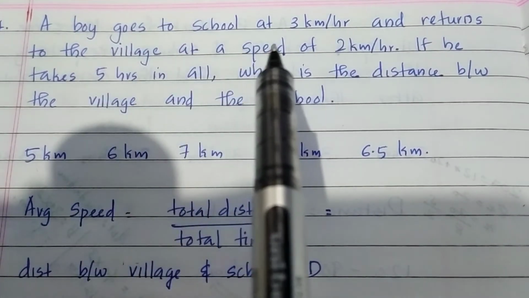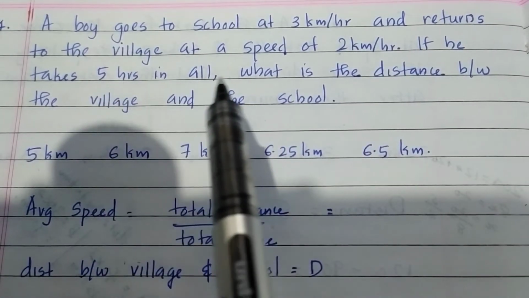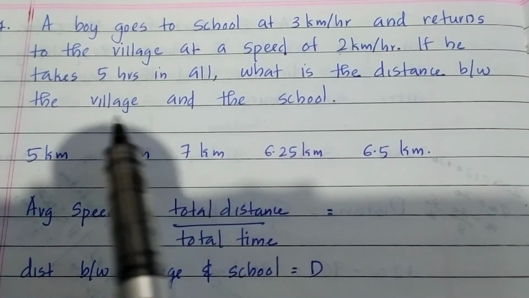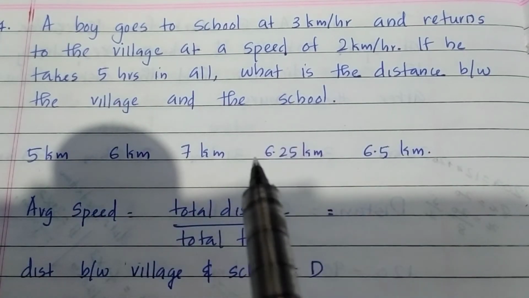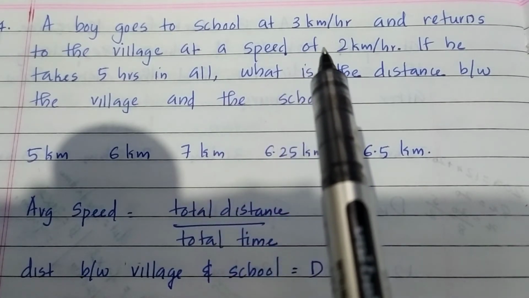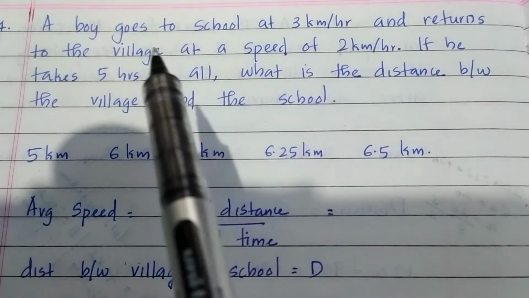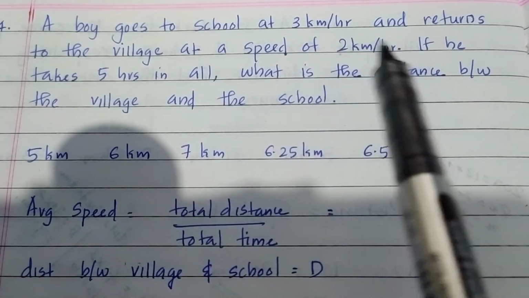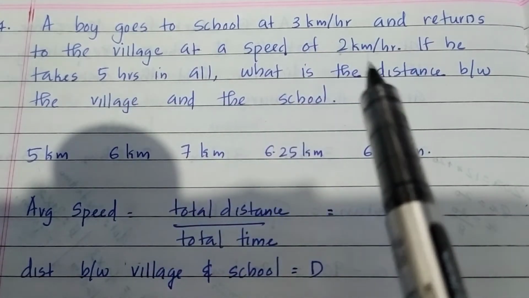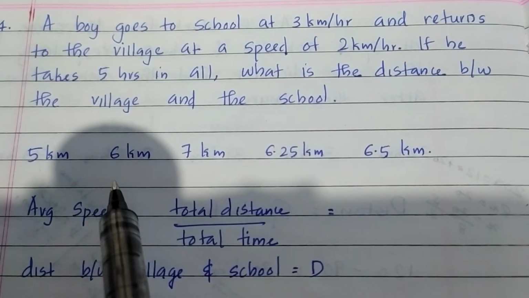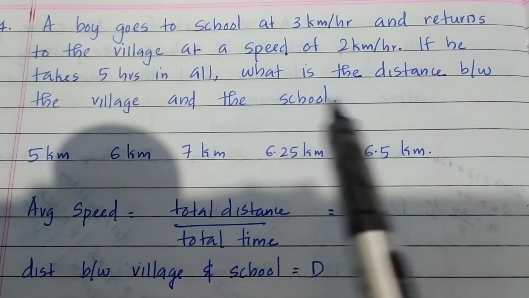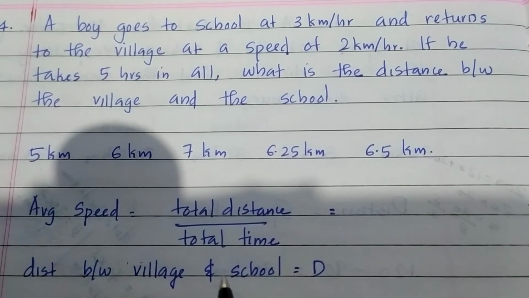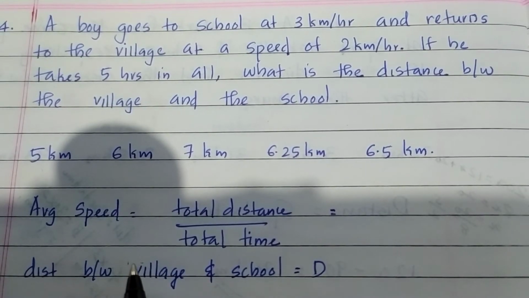A boy goes to school at 3 km per hour and returns to the village at a speed of 2 km per hour. If he takes 5 hours in all, what is the distance between the village and the school? So we are given the 2 speeds here. The total time is also given. So we have to find out the distance between the village and the school. This question we have to solve with the concept of average speed.